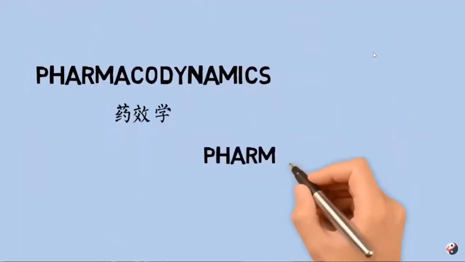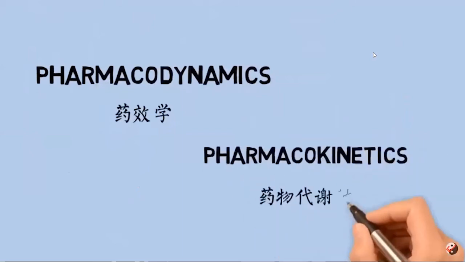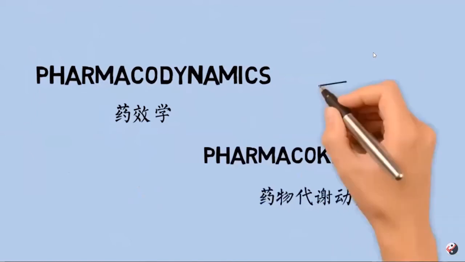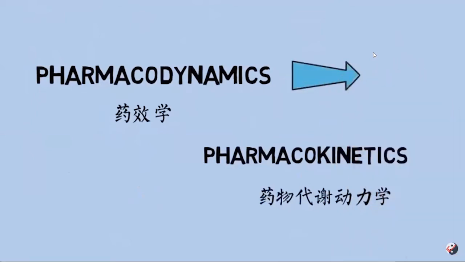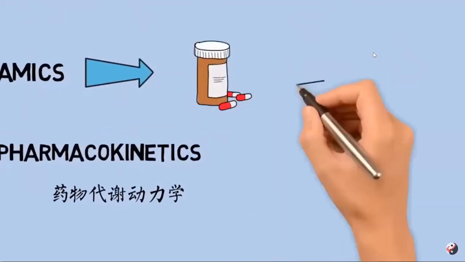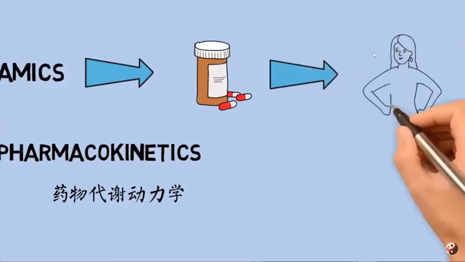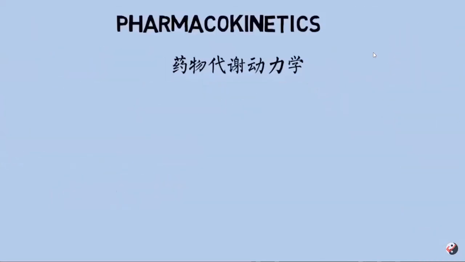Pharmacodynamics studies the effects of a drug on biological systems, and pharmacokinetics studies the effects of biological systems on a drug. In broad terms, pharmacodynamics discusses the chemicals with biological receptors, and pharmacokinetics discusses the absorption, distribution, metabolism, and excretion, ADME, of chemicals from the biological systems.